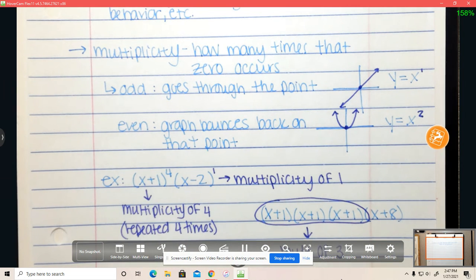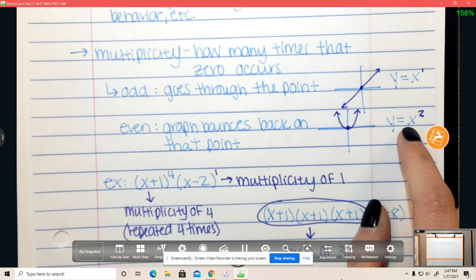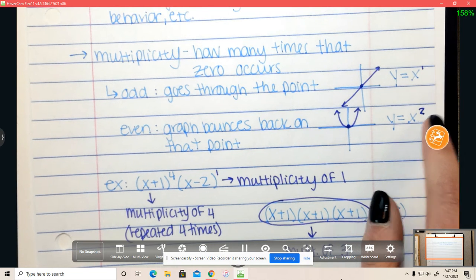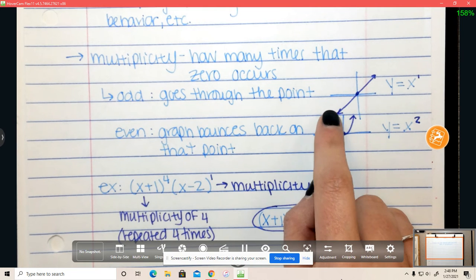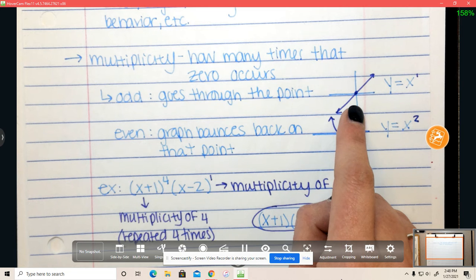Even is when you have a multiplicity or exponent of 2, 4, 6, 8, 10, etc. And that means that the graph bounces back at that point. So it doesn't go through it, it bounces back. It turns around and goes back the same direction. Okay, so here's an example. We have y equals x squared. X squared, we know that's a quadratic. That's an exponent of 2. And so at that origin or that x-intercept at 0, the graph or the line doesn't go through it, it bounces back up and curves, okay?